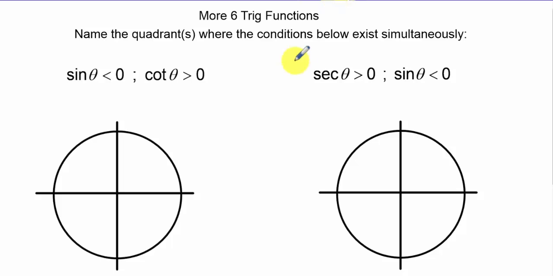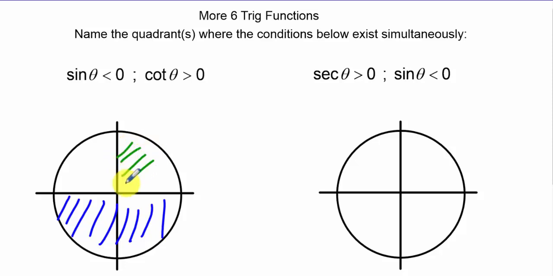We need to know where the sine value is less than 0. Sine indicates the y value in a unit circle. So those are over here, all below the axis. And the cotangent value is the division of the x and the y, and that's got to be a positive number. So that will be in the first quadrant and in the third quadrant because negative and negative is a positive. So where they both exist at once is in the double hashed region, so that's quadrant 3.